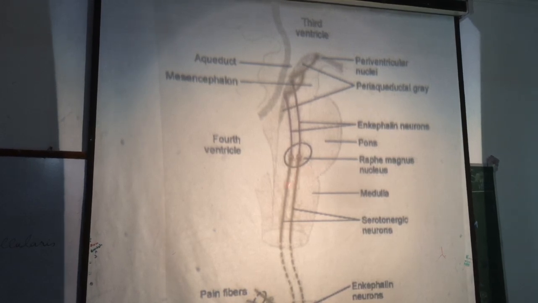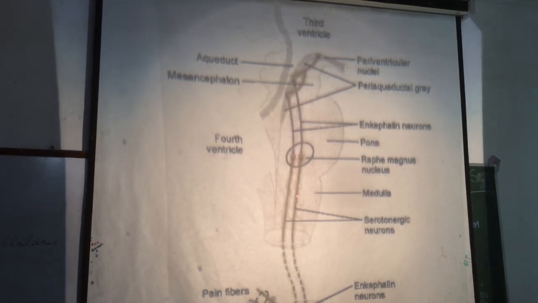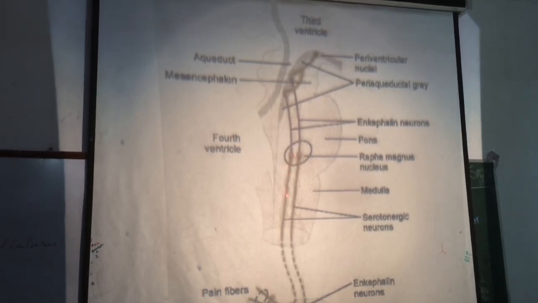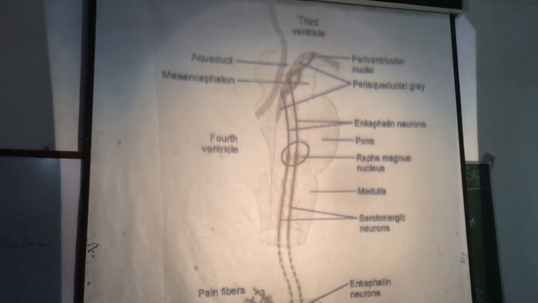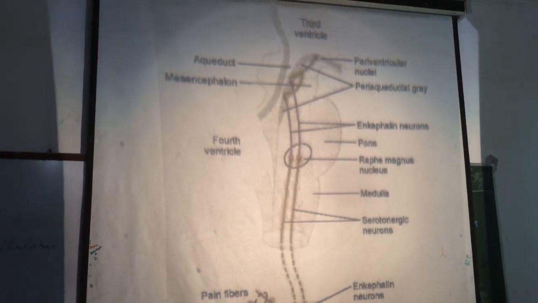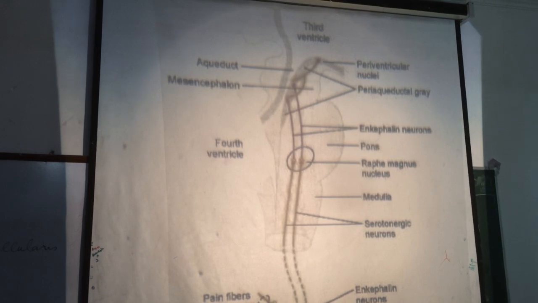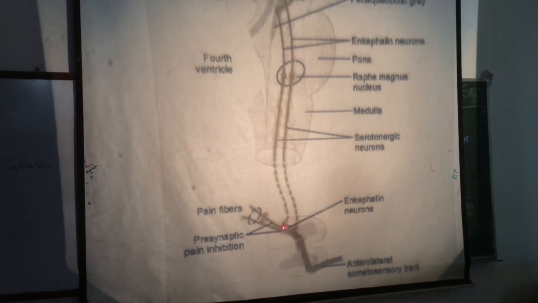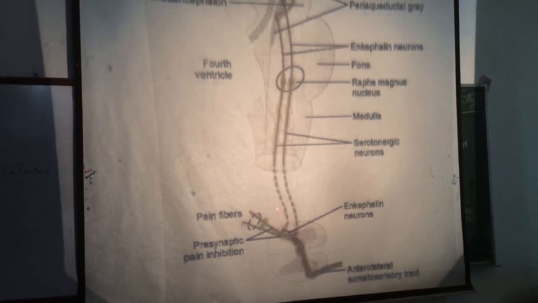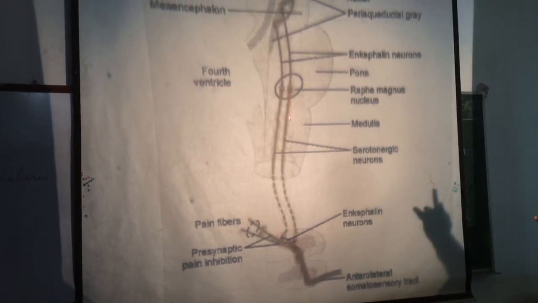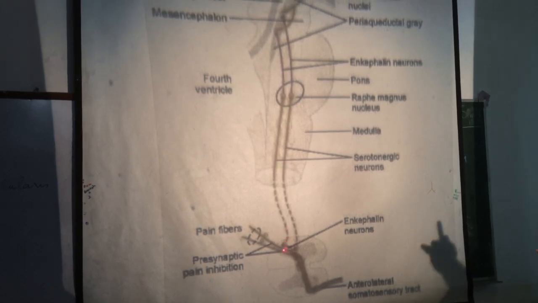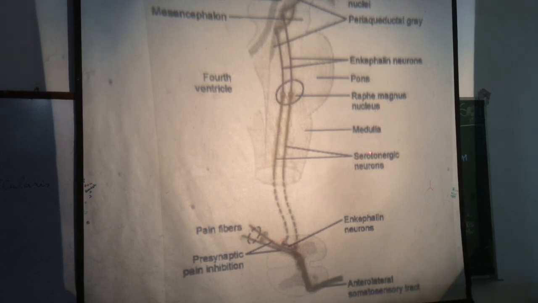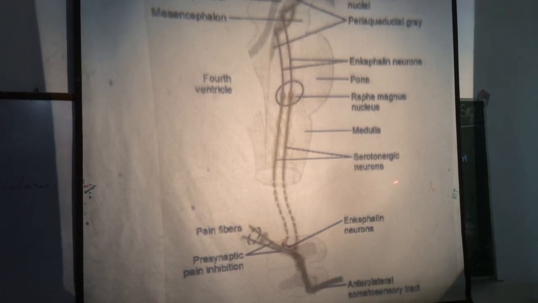And then nerve fibers which pass from Raphe-Magnus nucleus to other parts of the brain, and also to the pain inhibitory complex in the dorsal horn of spinal cord, these nerve fibers release serotonin.